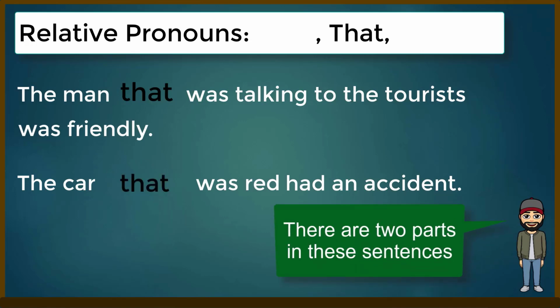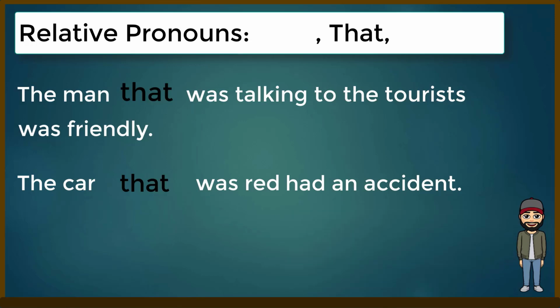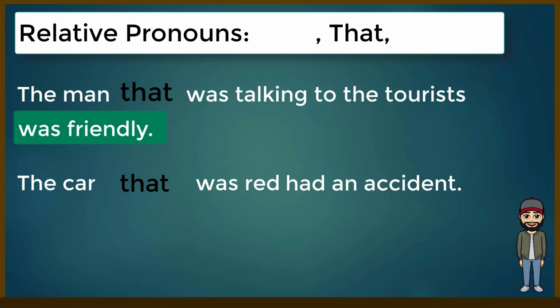There are two parts in these sentences. هناك جزءان في كل جملة. The first part, it's called the relative clause. الجزء الأول يسمى العبارة الوصفية. The second part is called the main clause. الجزء الثاني يقال له العبارة الرئيسية.